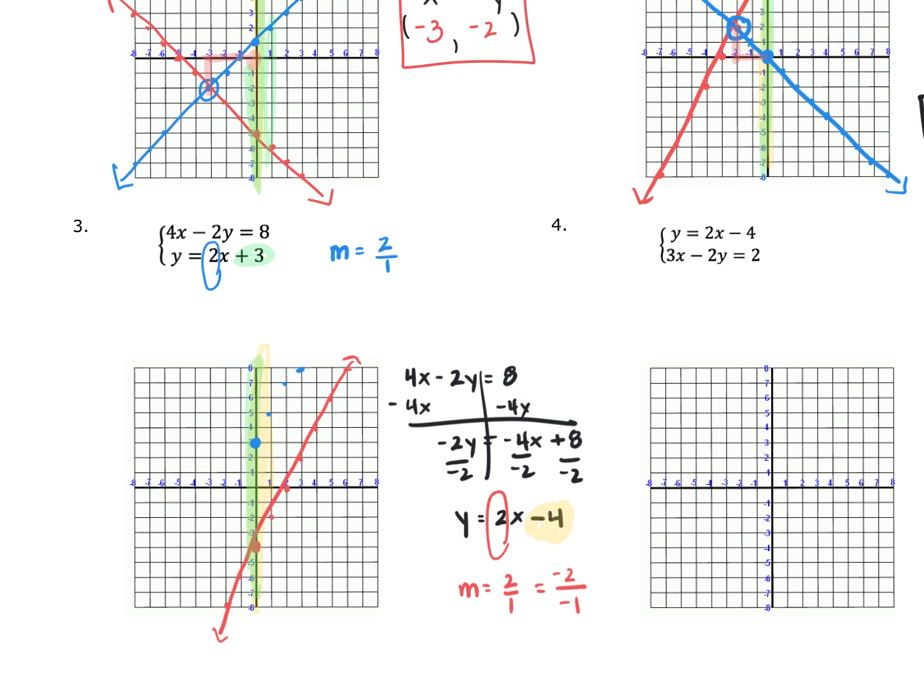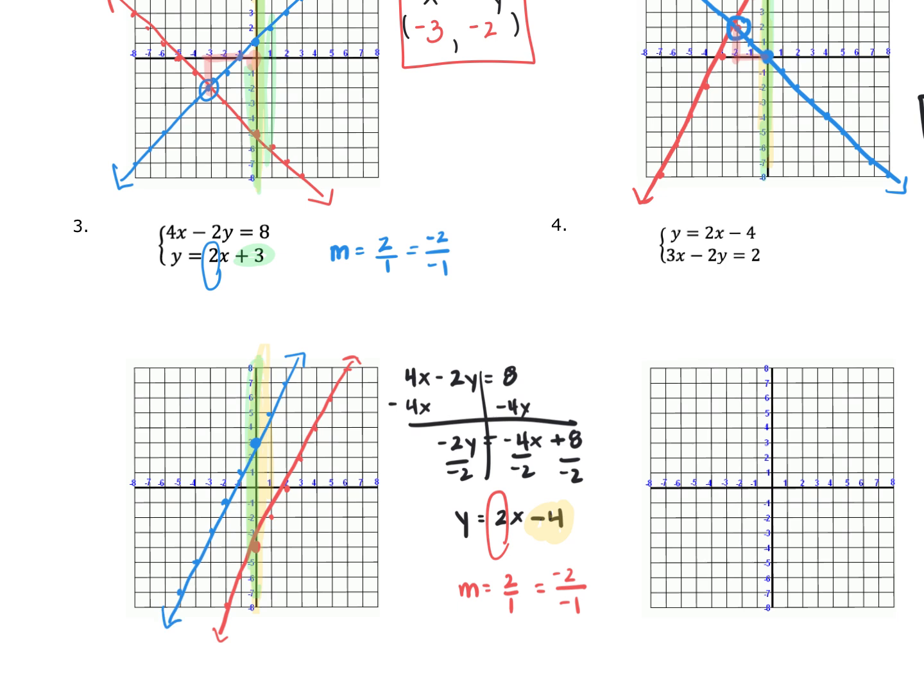Oops, that one's not in the right spot because I could only go up 1 to the right 1. I noticed it was a little bit off. So from there, I can't go up 2 and to the right 1, so I'm going to do the exact opposite. So I'm going to go down 2 and to the left 1. And then I'm going to connect those points. Okay, so by the looks of this one, those look very parallel.